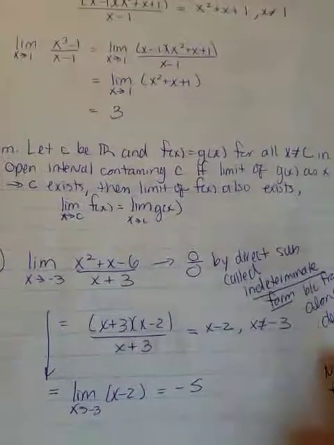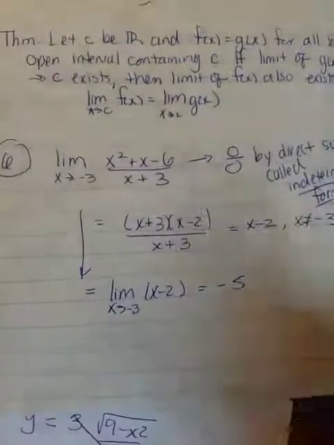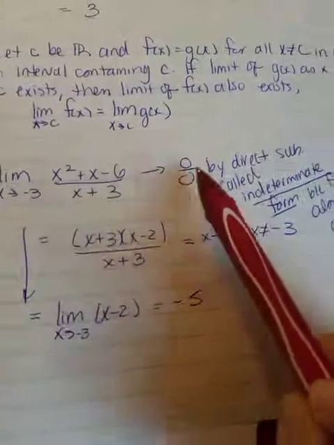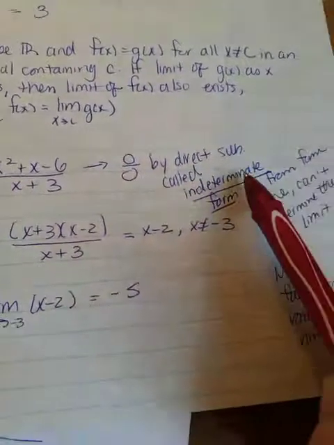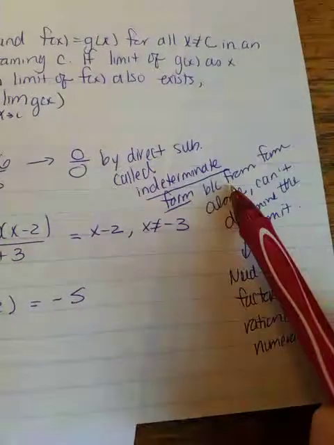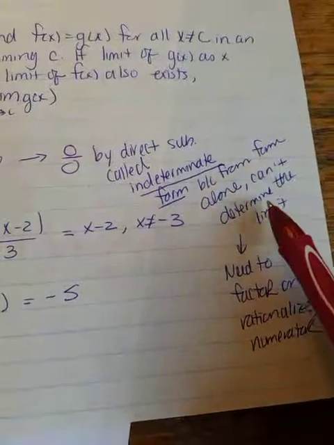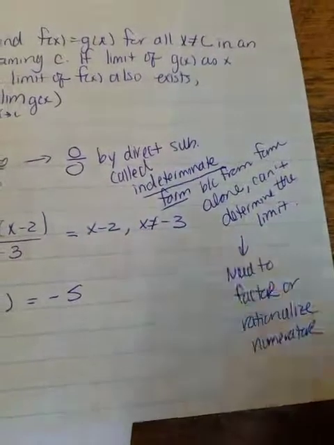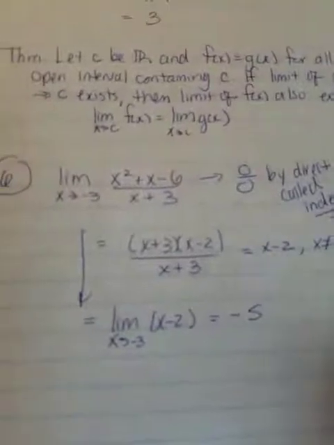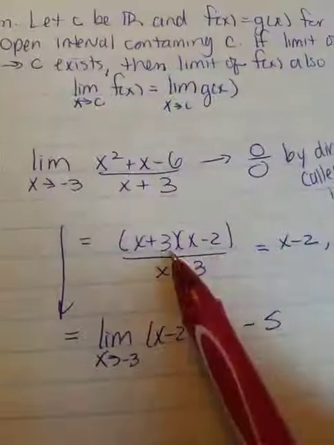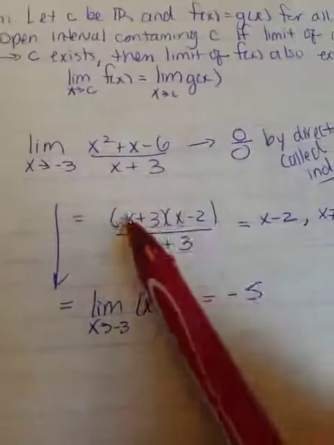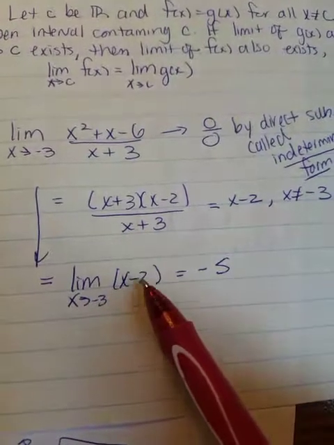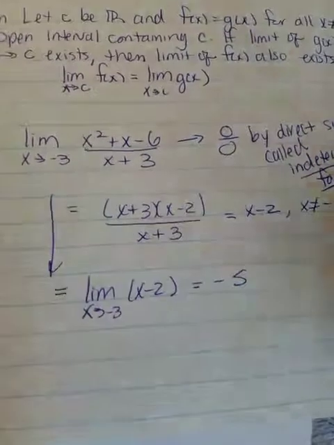Here's another example. If I put negative 3 in right away for x, you will get 0 over 0 by direct substitution. This is called the indeterminate form because from the form alone, like we talked about, we can't determine the limit. So just like above, we need to factor or rationalize the numerator. So here we go. We factor the numerator. The x plus 3's cancel out. I'm going to put negative 3 in for x, so my limit for this case is negative 5.